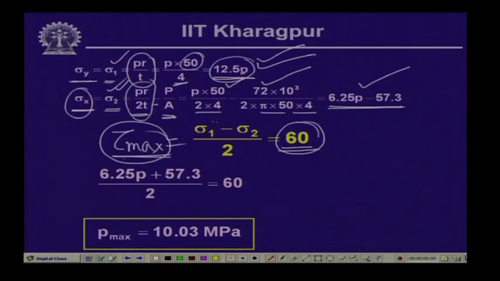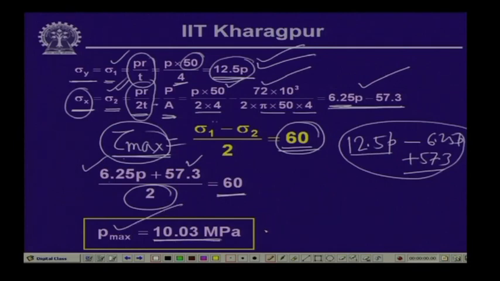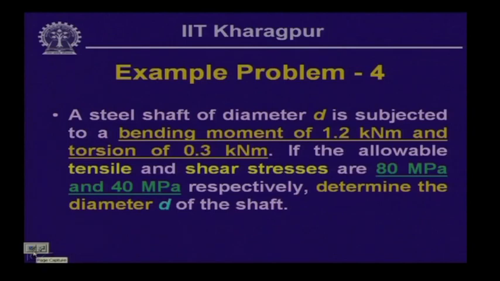Now, sigma 1 is equal to 12.5 P minus 6.25 P plus 57.3. So, this is the value of sigma 1 minus sigma 2. That gives us 6.25 P plus 57.3, and that divided by 2 gives the shearing stress, which is equal to 60. From this, if we compute, we get the maximum pressure that can be applied as 10.03 megapascal. So, because of this combined action, this is the maximum value of the pressure that can be applied inside the cylindrical vessel.